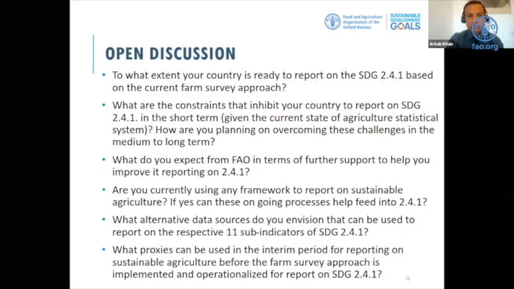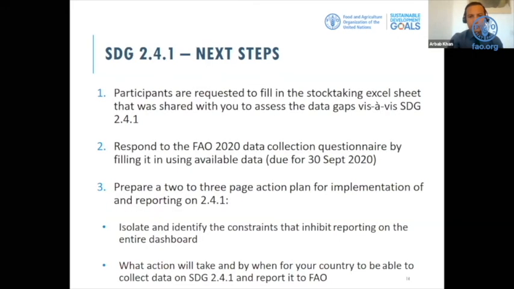These are summarizing the next steps. So again, let me highlight that we have shared with you this stock-taking Excel sheet. I'm referring to it again and again because this is really the key. What we would like you to do is to fill it in, and this will not only help you, but also us, to assess the data gaps vis-a-vis the SDG 2.4.1 requirements, okay?